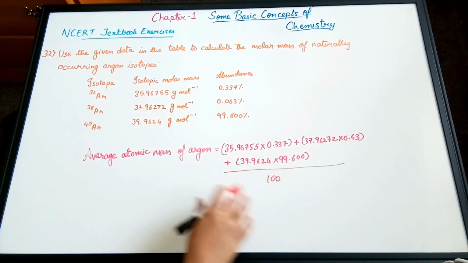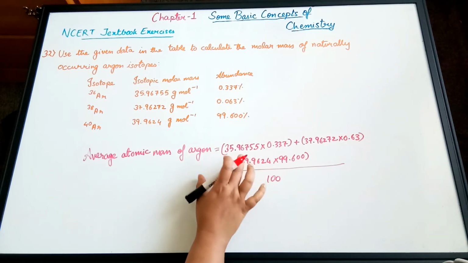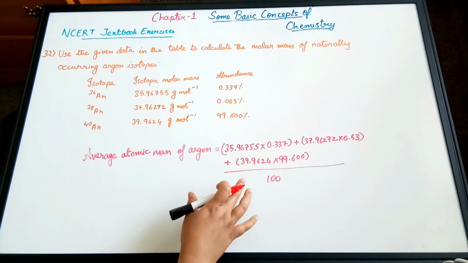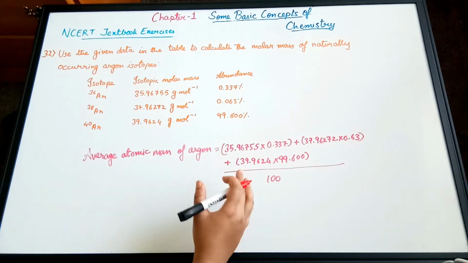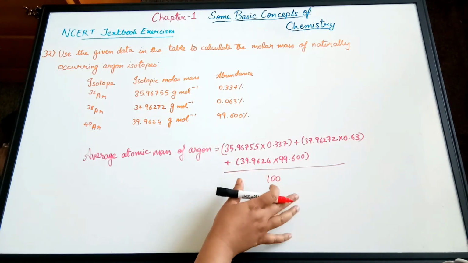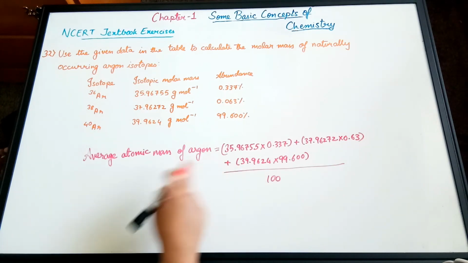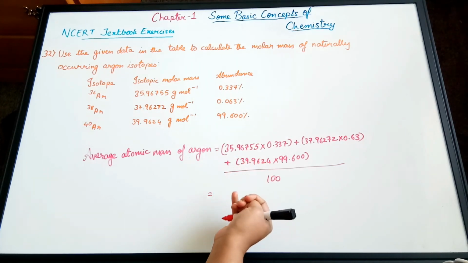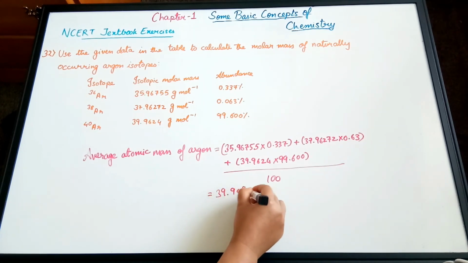The reason I'm putting divided by 100 is because when we just take the numerator, we are calculating the atomic mass of 100 atoms of that particular element, in this case argon. If we did not divide by 100, it would be for 100 atoms. But because we divide by 100, the atomic mass of that particular element is calculated. When this is simplified, we get 39.948 grams per mole.